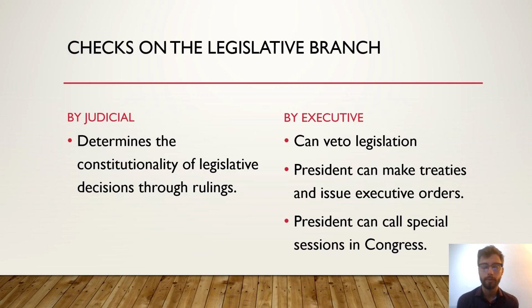Now, the final concluding point in today's lecture: what are the current checks that the other branches have on the powers of the legislative? So first, judicial. There's one check that judicial has on both bodies, and it is quite effective and does not require much expansion. And that is that the judicial determines the constitutionality of legislative decisions through their rulings, exclusively being able to cite our Constitution and statutory laws.